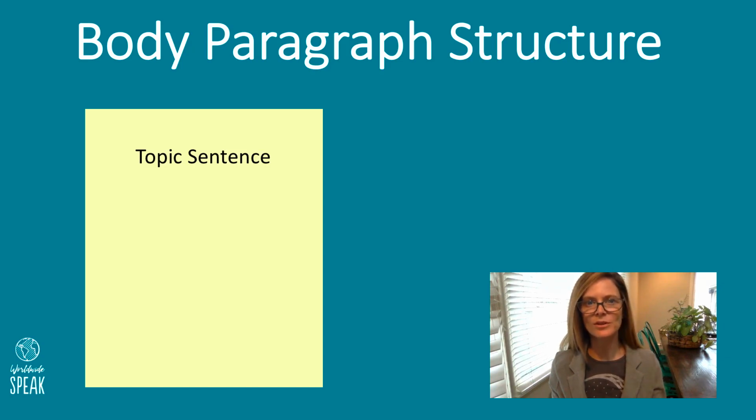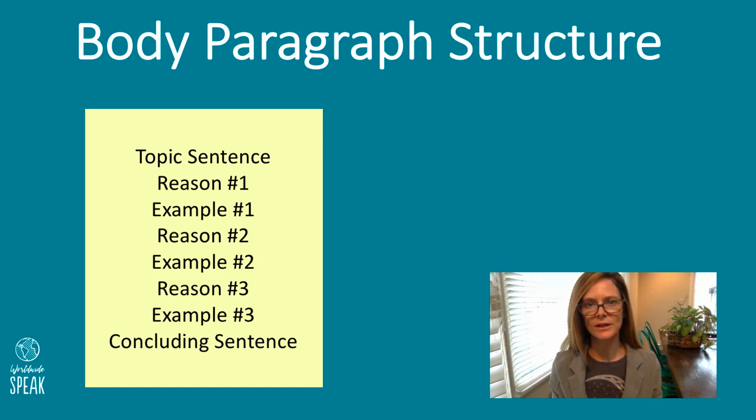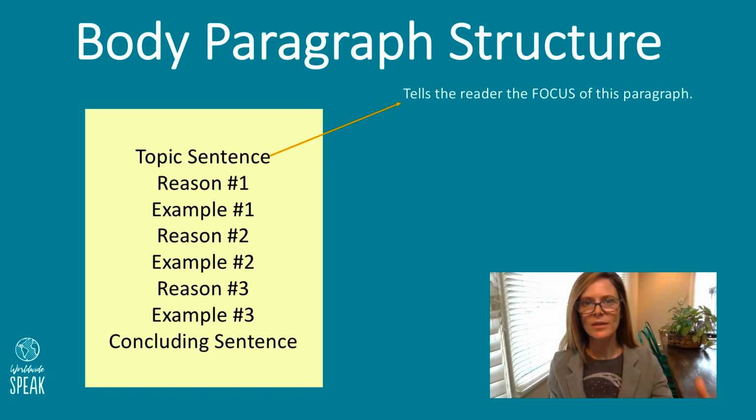The body paragraph starts out with a topic sentence. It gives your first reason for why this topic is important, and then it gives a very specific example. It gives another reason, more support, with an example, and sometimes we even provide a third reason with an example. And it finishes up with a concluding sentence. Now, the topic sentence is the sentence that helps the reader focus on this specific paragraph. It's a way to give them directions about what you're going to be writing about inside this body paragraph.